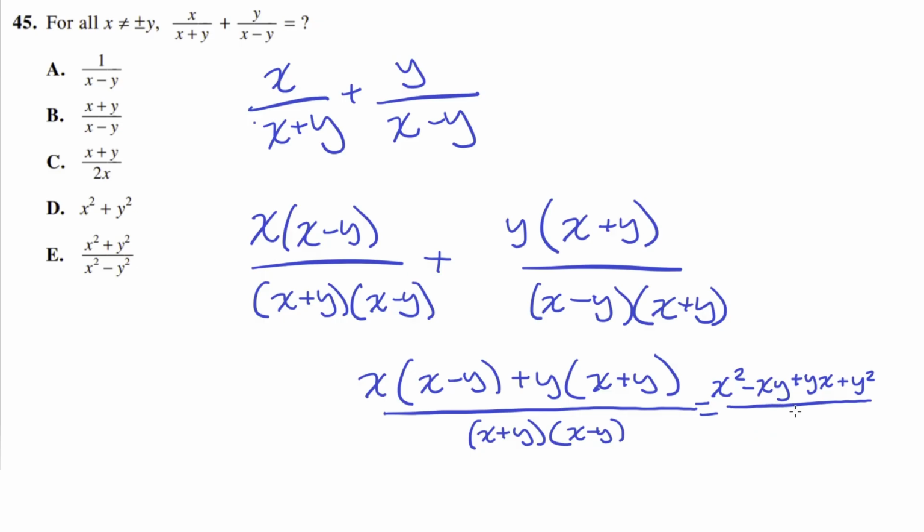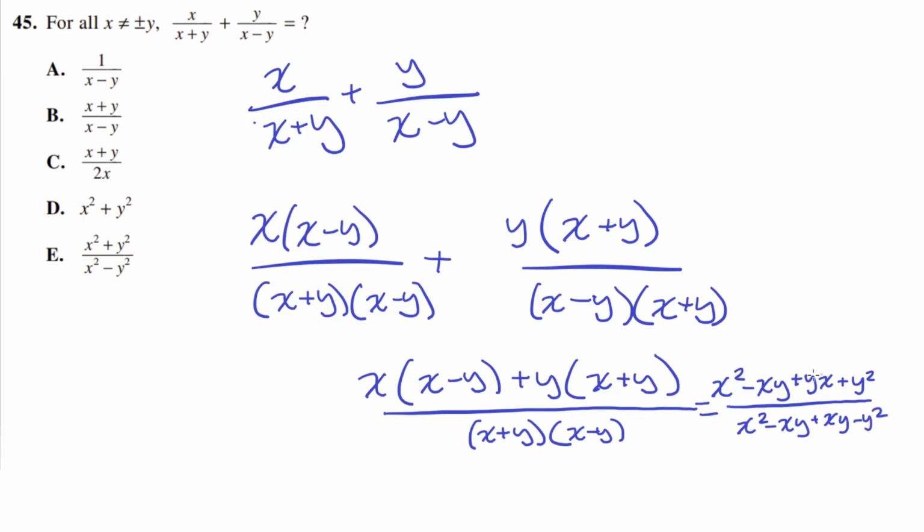we can also multiply at the bottom. So x times x is x squared. X times negative y is negative xy. Y times x is yx, or we can just write it as xy, since multiplication is commutative. And then y times negative y is negative y squared.